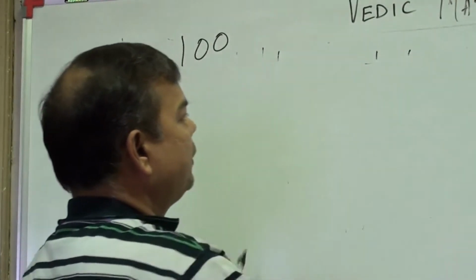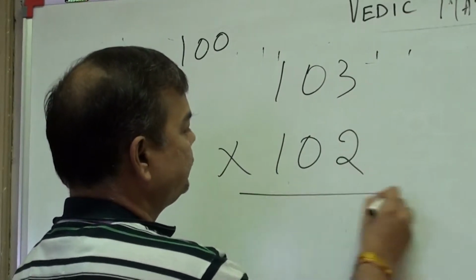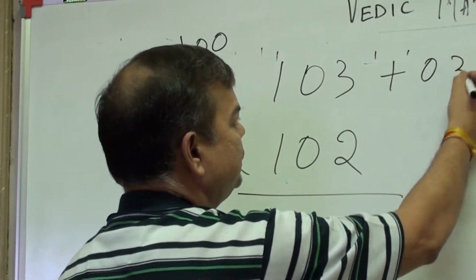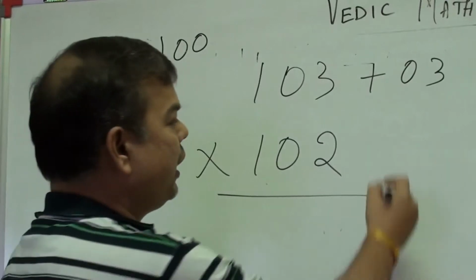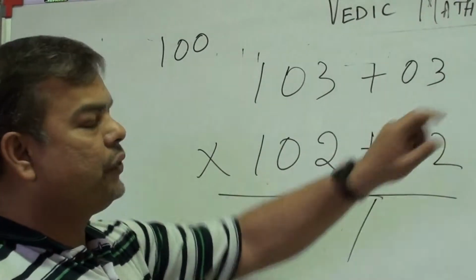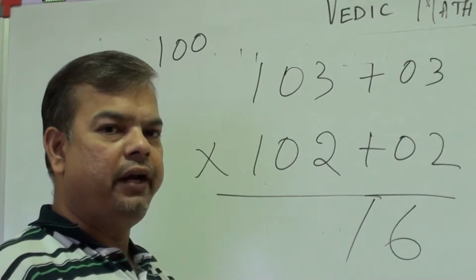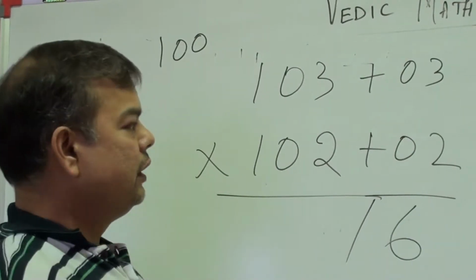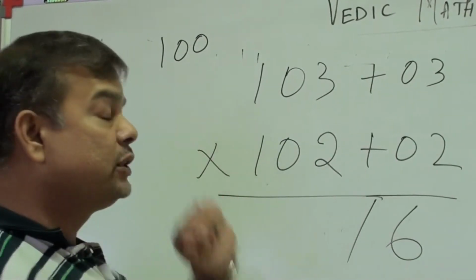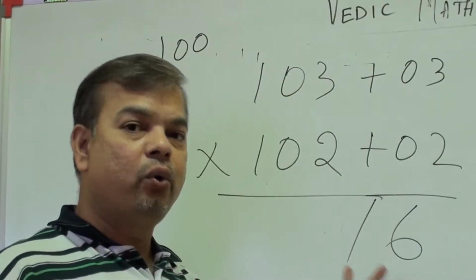Now multiply 103 with 102. In this case, you will get the base as 100. You can write 103 as 03, and 102 you can write as 02. Now you multiply 2 with 3, so you get 6. Is it the right way to write? No, because when you multiply 02 with 03, you get only 6. But since the base has got 2 zeros, therefore you have to compulsorily write 2 digits here.